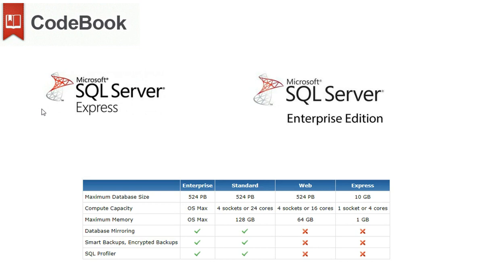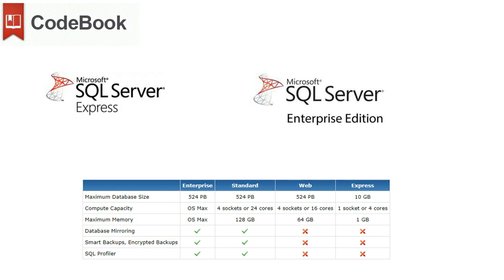If we take a look at the differences between SQL Server Express and SQL Server Enterprise Edition, you'll note that the maximum data size for SQL Server Express is 10 gigabytes, as well as limiting to 4 cores and 1 gigabyte of memory. We can see that SQL Server Enterprise Edition has no such limitations. However, CodeBook will work with SQL Server Enterprise Edition and SQL Server Express in exactly the same way.